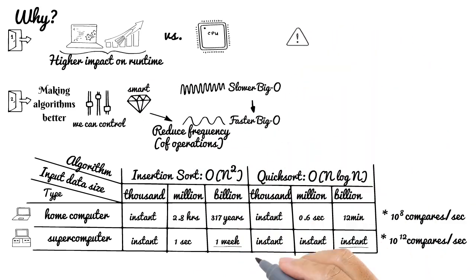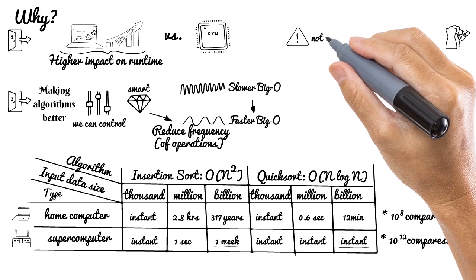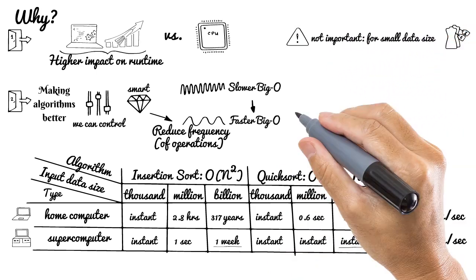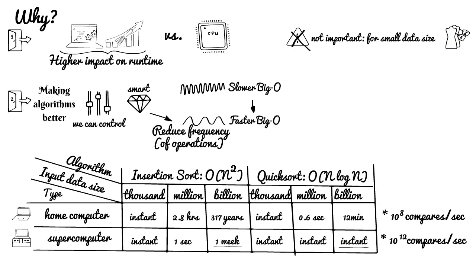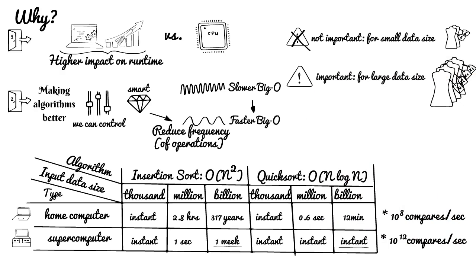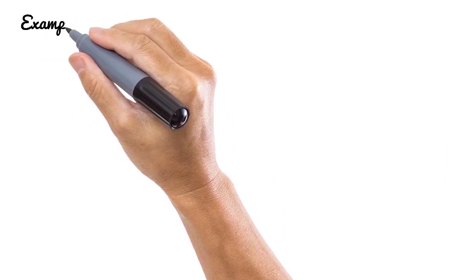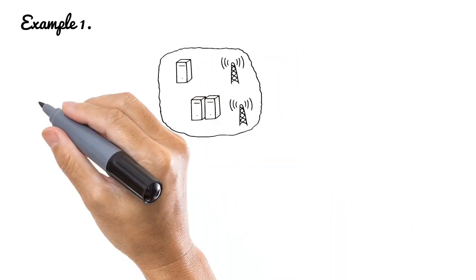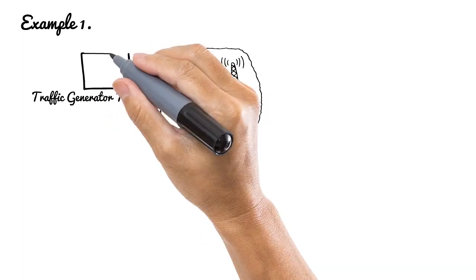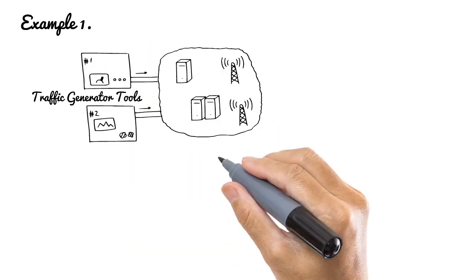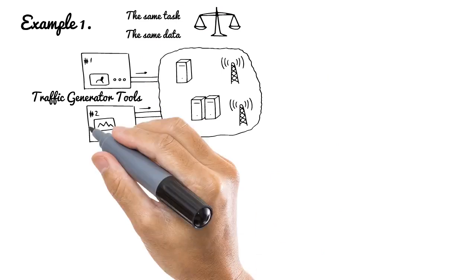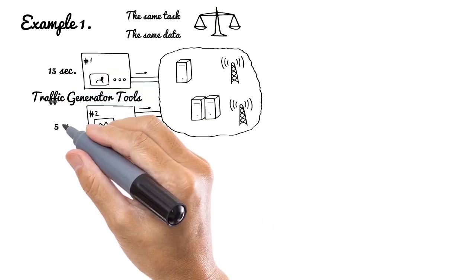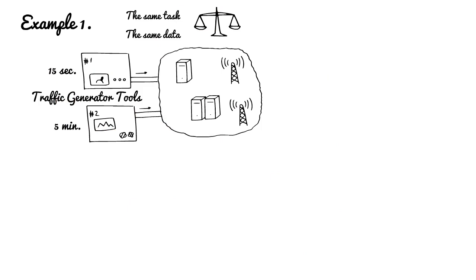You can also guess that for small input data size with modern computers' speed, it's not so important which algorithm and corresponding Big-O is used. But it's very important to apply your Big-O notation knowledge when input data sizes are large. Let me give you a couple of real-world examples of algorithm runtime. When I worked for the largest telecom operator, I used traffic generator tools to send traffic to a mobile network. Absolutely the same task with the same data generated took 15 seconds on one tool to start and 5 minutes on another. That shows how efficiently algorithms are implemented for the same task.